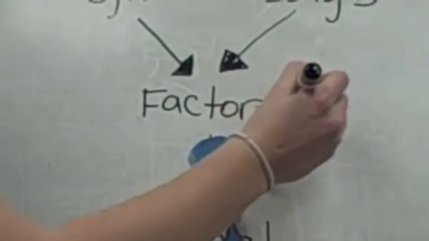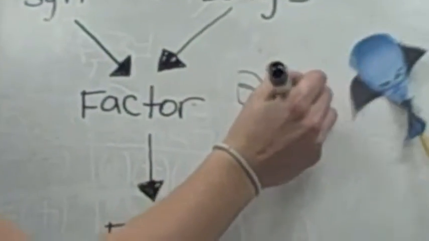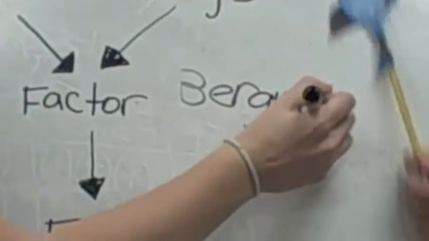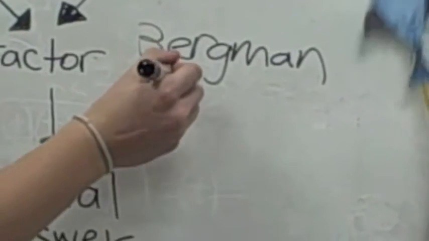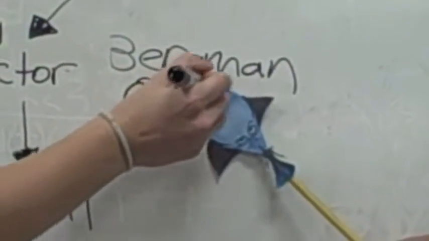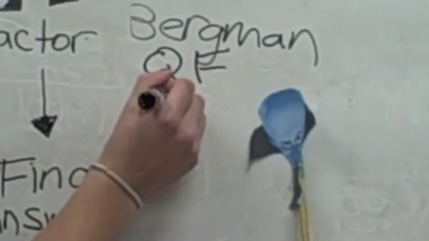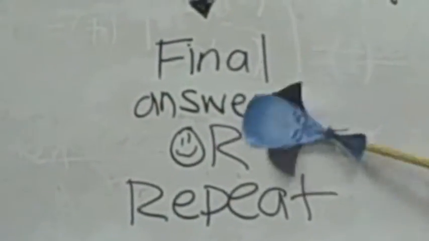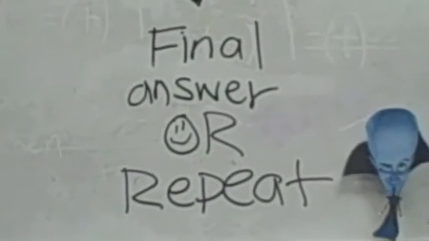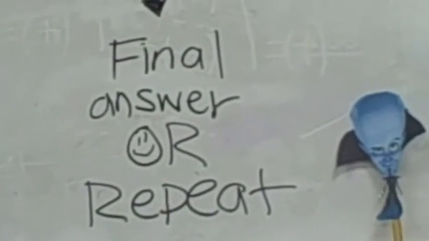You can use the Bergman technique. It's very quality. You can do the quadratic formula. Or, for you old schoolers, the chart method. This should get you a final answer, but if it doesn't, bring it down so x has a degree of 1. You'll need to repeat until you get an x of degree 1.